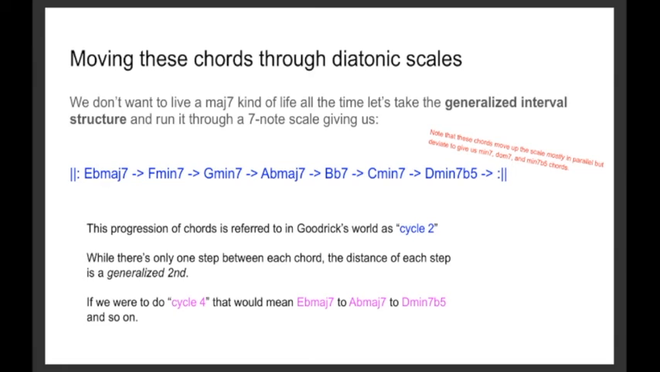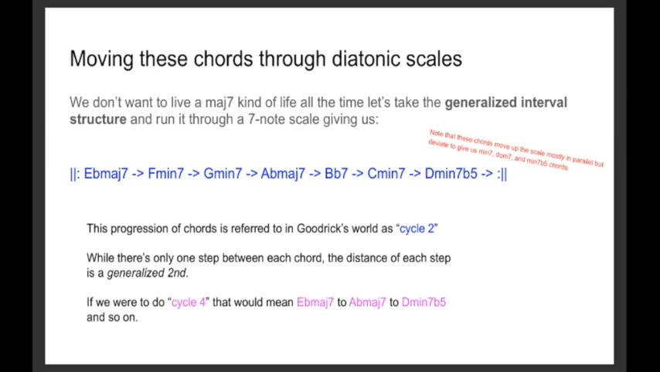So applying the same idea, if we were to do a cycle 4 instead of cycle 2, that would actually be a pretty familiar one. And that would mean going from E flat major 7 to A flat major 7 to D minor 7 flat 5 to G minor 7 to C minor 7 to F minor 7 to B flat dominant 7, and then back to E flat major 7.